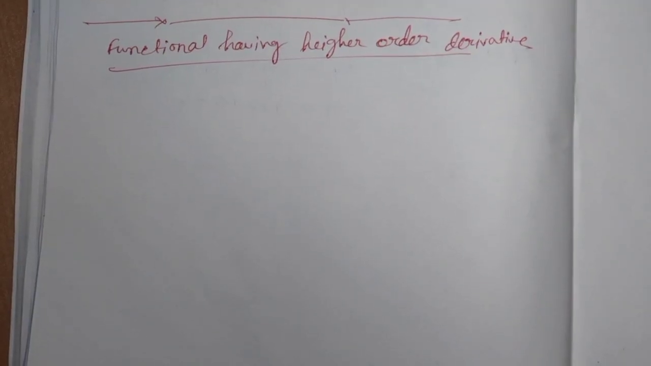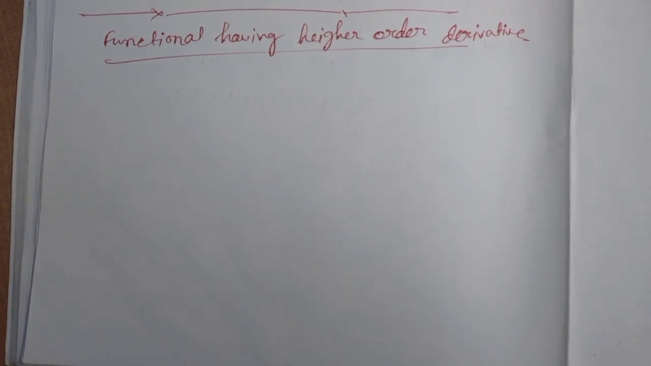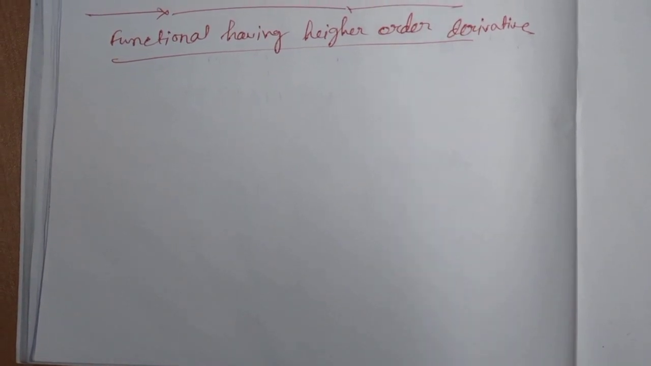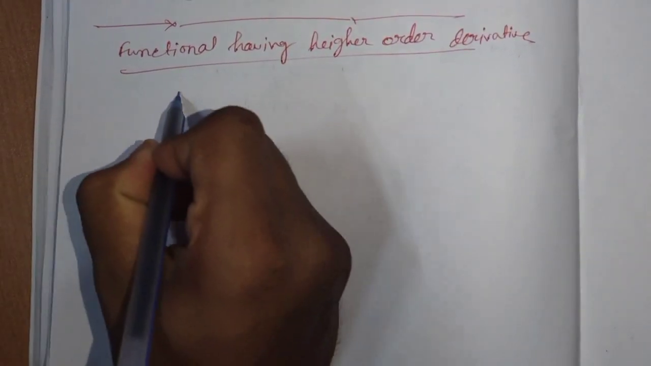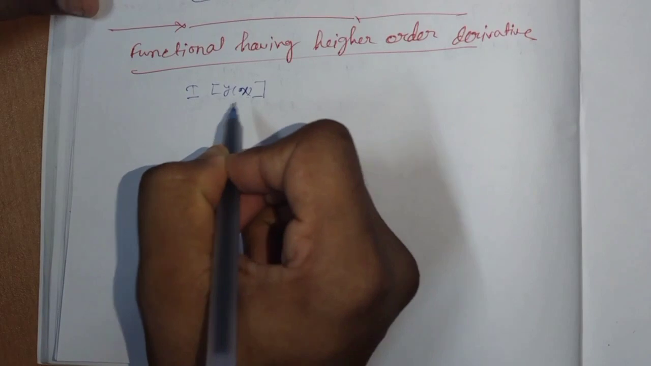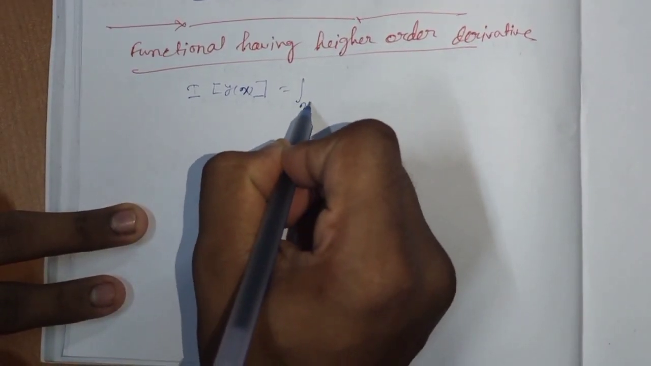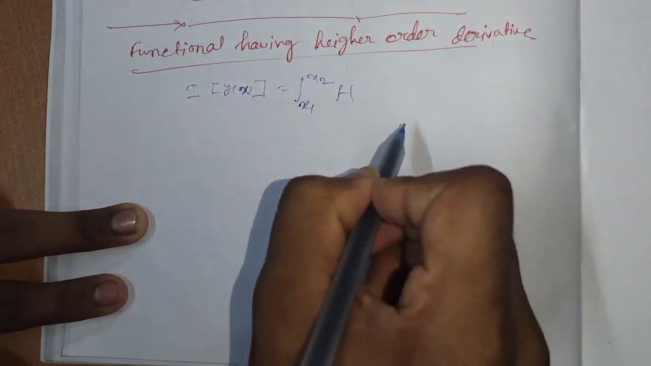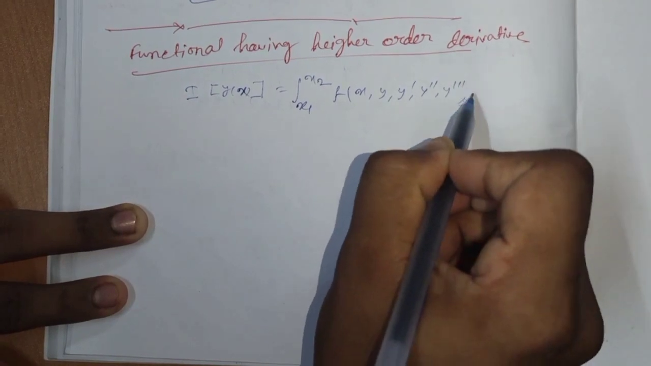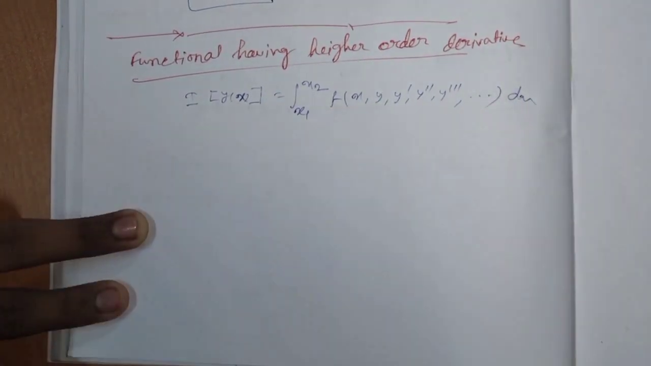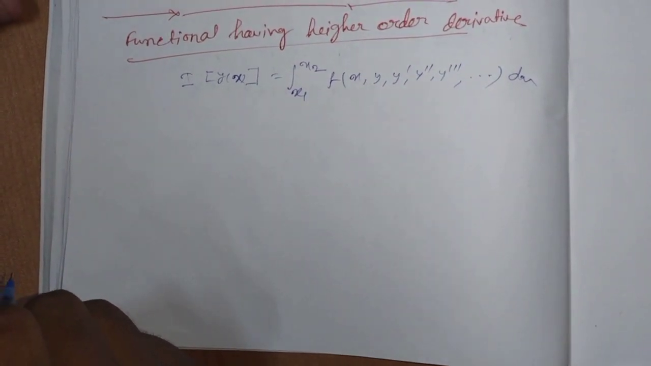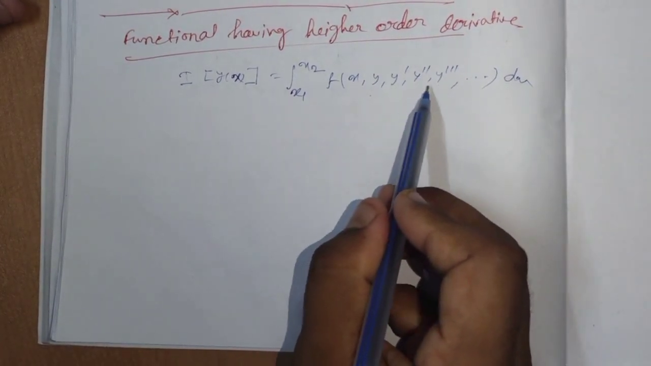In today's video, this is my last concept. What is that? This is functional having higher order derivative. Here the functional I of y(x) is given as integration x1 to x2 f of x comma y dash comma y double dash comma y triple dash comma dot dot dot and so on, of dx, and boundary conditions for each derivative will be given.